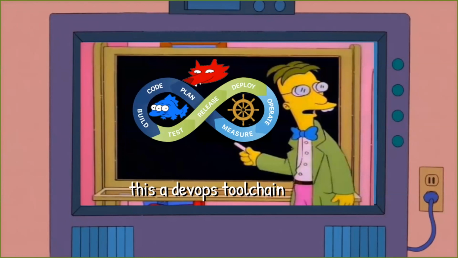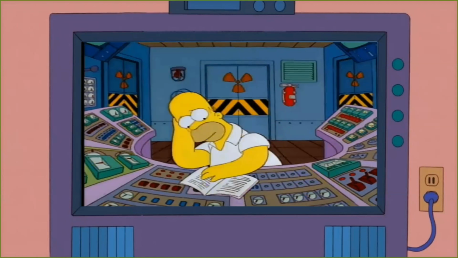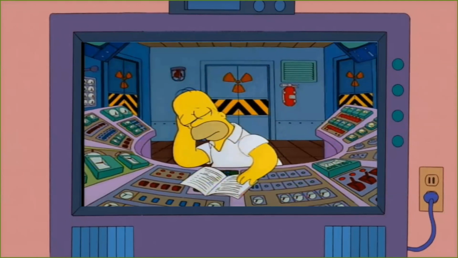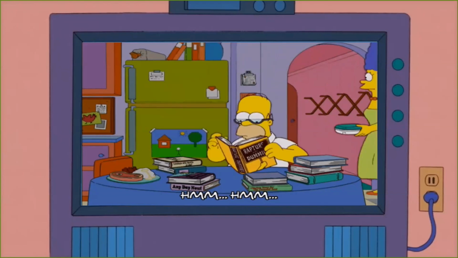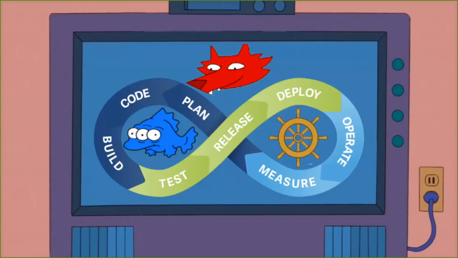And back to the presentation, Dr. Frink recommended some useful books and some useful technologies. Homer had to study and read a lot of books, but he actually liked it. After all that research, he understood that the DevOps toolchain is made by simple steps in an infinite loop.